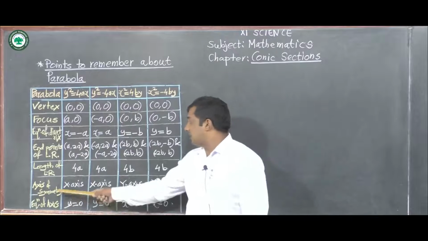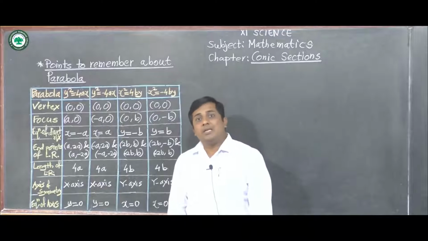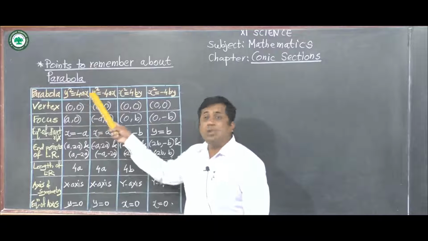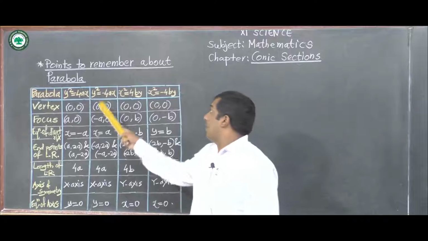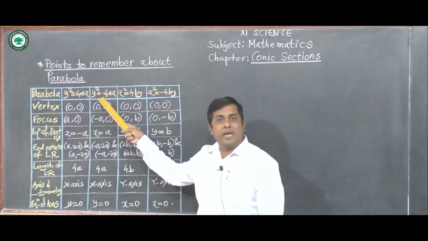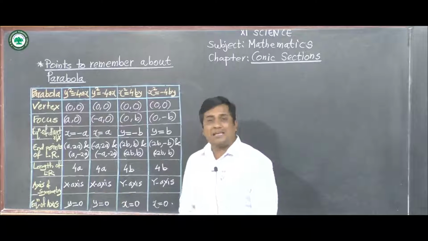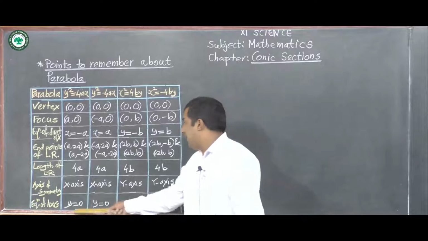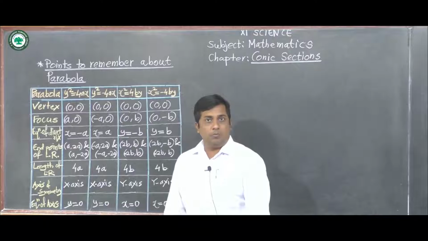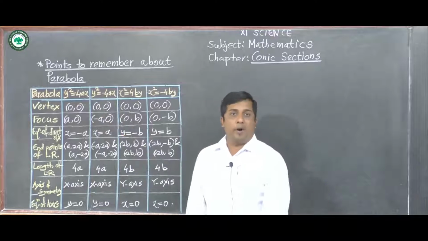Next, the axis of symmetry. Here we consider the symmetry for both the parabolas, y square is equal to 4ax and y square is equal to minus 4ax. It is on the x-axis, and we know the equation of the x-axis is always y is equal to 0. So remember all these points.